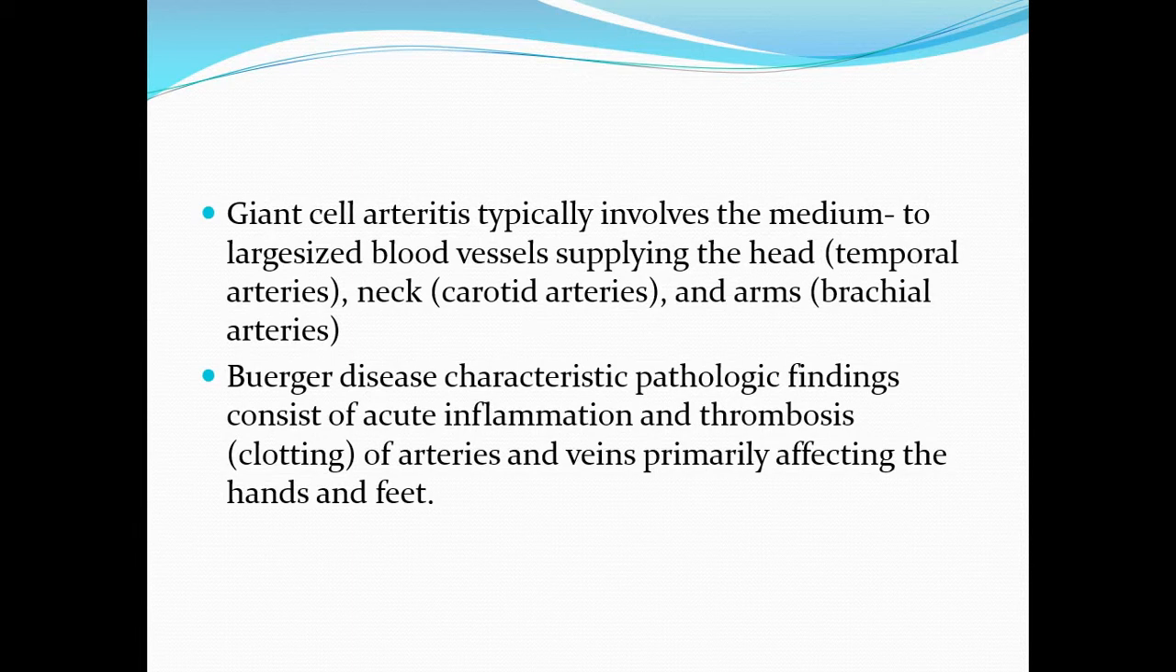We'll talk briefly about a few pathologies that affect the peripheral arterial system. First, we'll start with giant cell arteritis, which typically involves medium to large sized blood vessels supplying the head in the temporal arteries, neck in the carotid arteries, and arms in the brachial arteries. Buerger disease is characterized by pathologic findings consisting of acute inflammation and thrombosis or clotting of the arteries and veins, primarily affecting the hands and feet, usually in young males who are heavy smokers, and angiographically presents as a very characteristic corkscrew appearance.